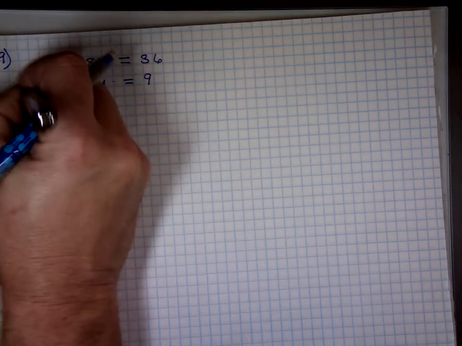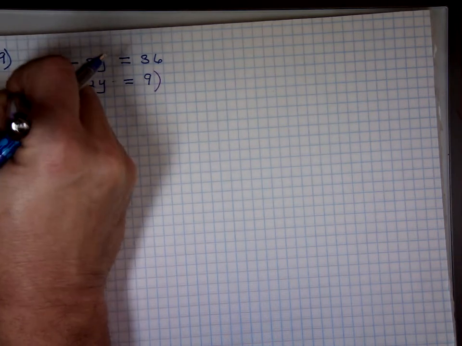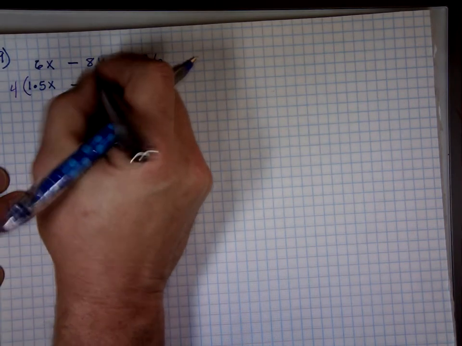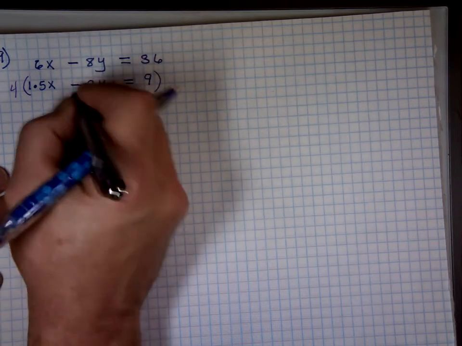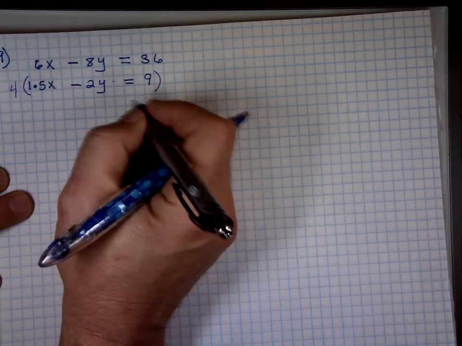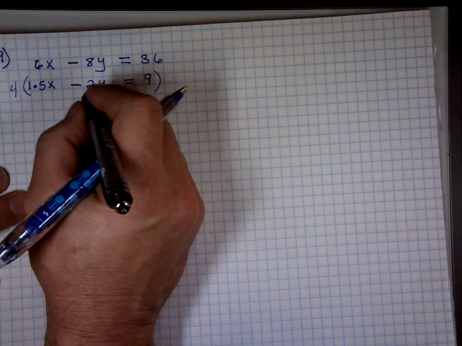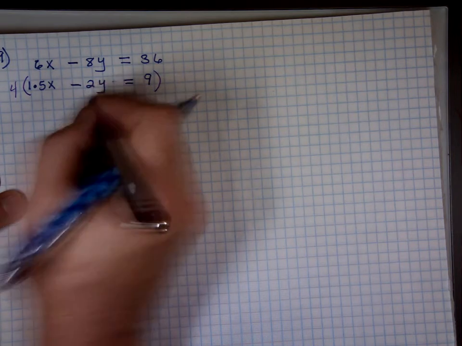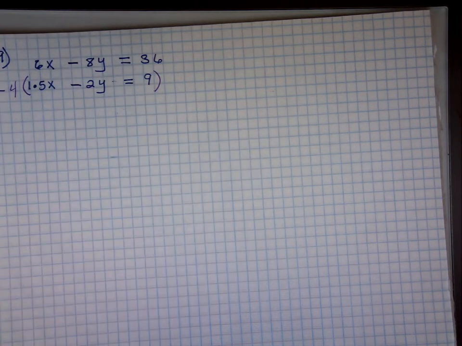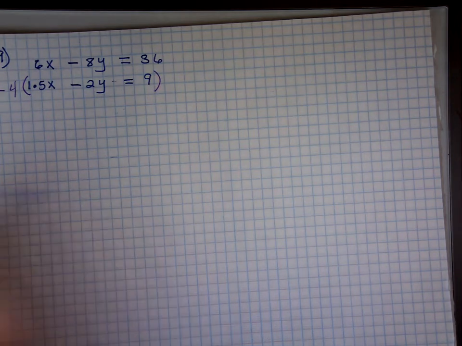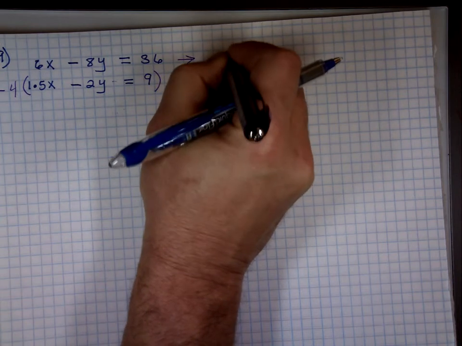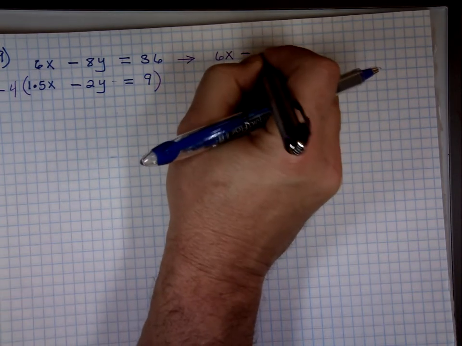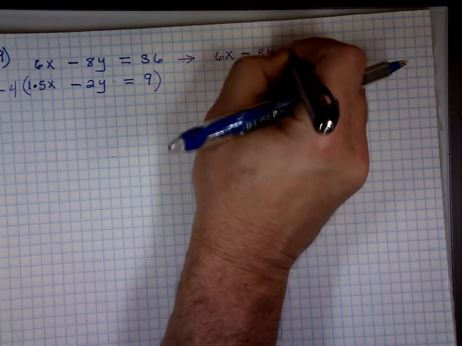Because you want to make sure this number matches that number. But it's not just 4 here. 4 won't do it. Why? Because you're going to have negative 8y minus 8y. Is that a 0? So you want that to be a plus, right? So I got to multiply it by negative 4. And let's see, the first equation, no change. 6x minus 8y equals what? 36.